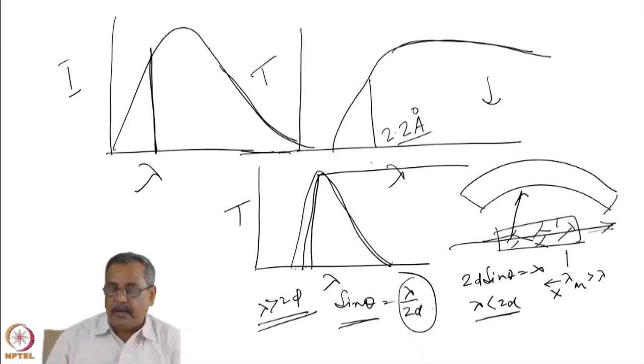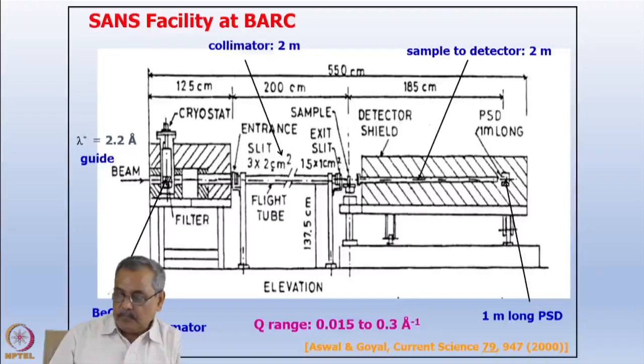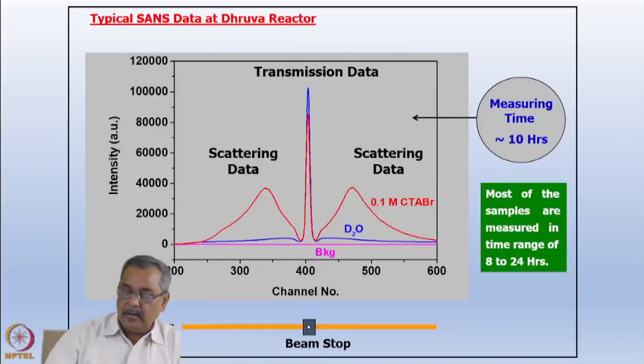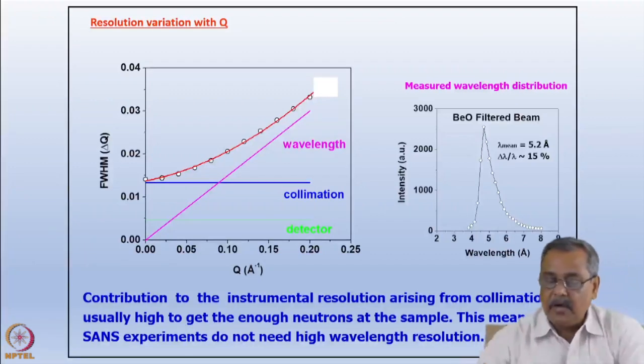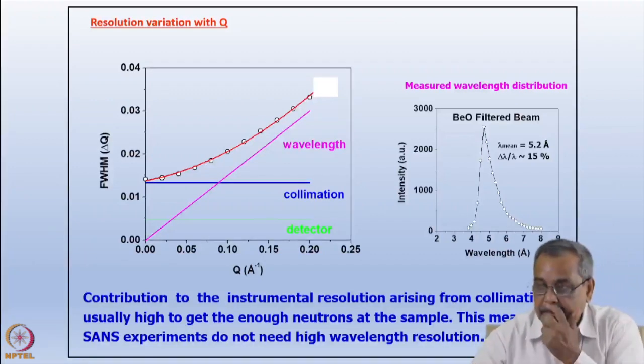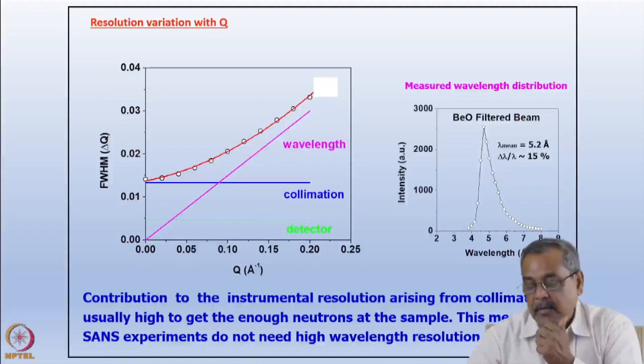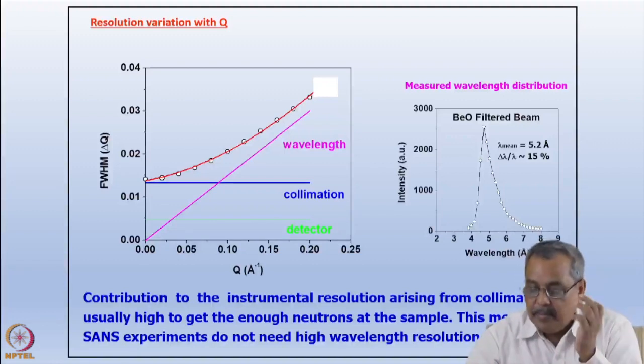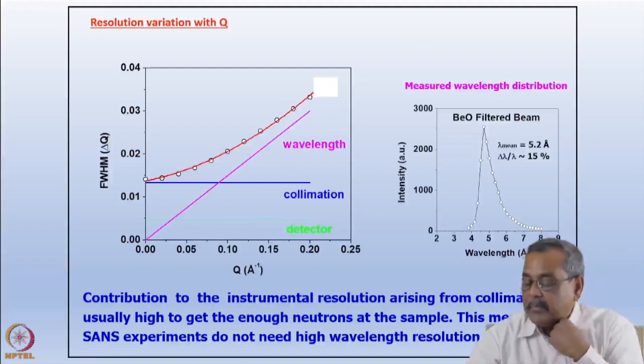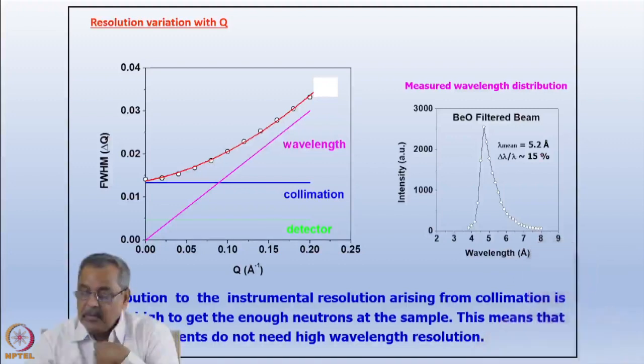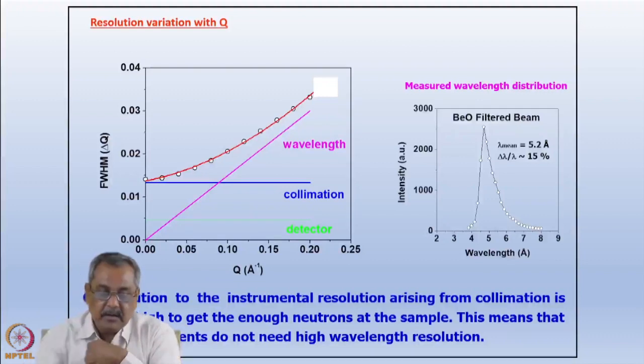So it will be somewhat like this. And now if I look at it, this is how it looks. So this is the beryllium oxide filtered beam. This is not a perfectly monochromatic beam. Actually, delta lambda by lambda is quite large, 15%, and the mean lambda is 5.2 angstrom. This is what we were using earlier.